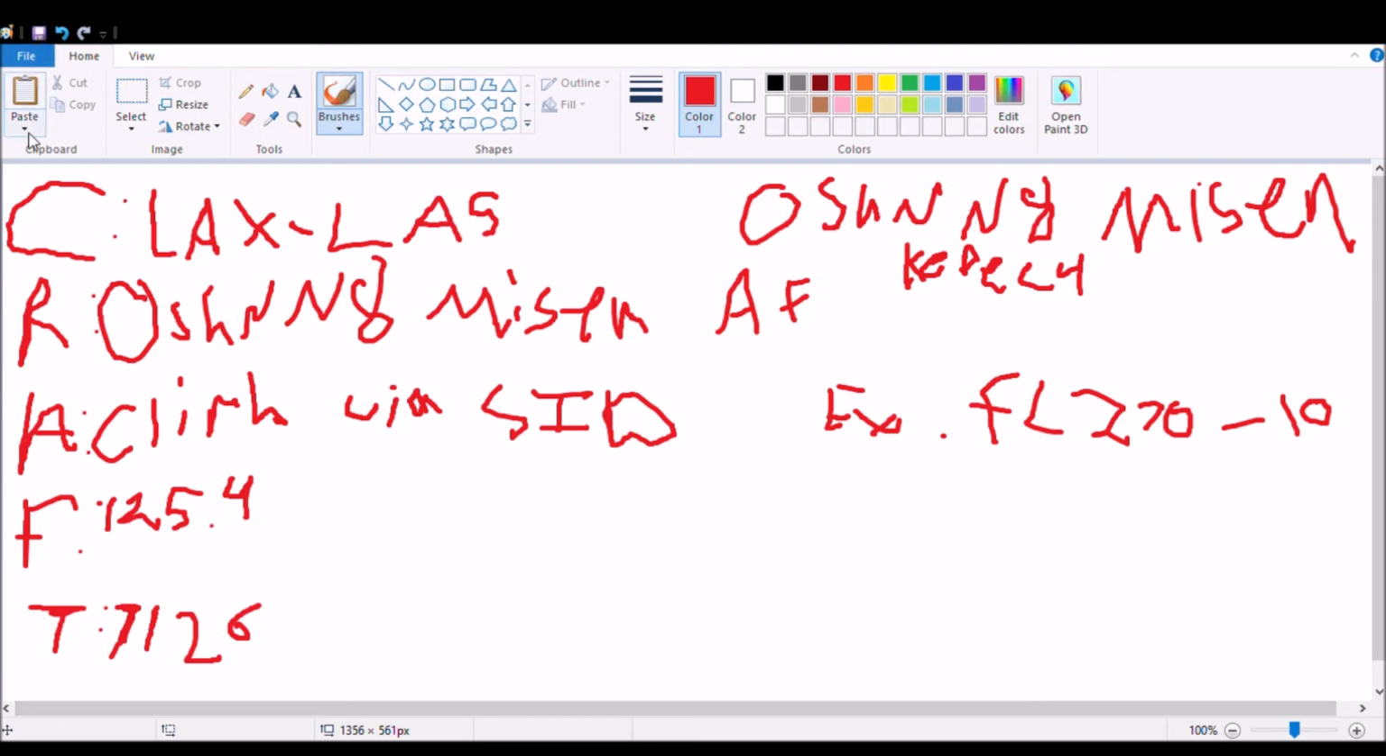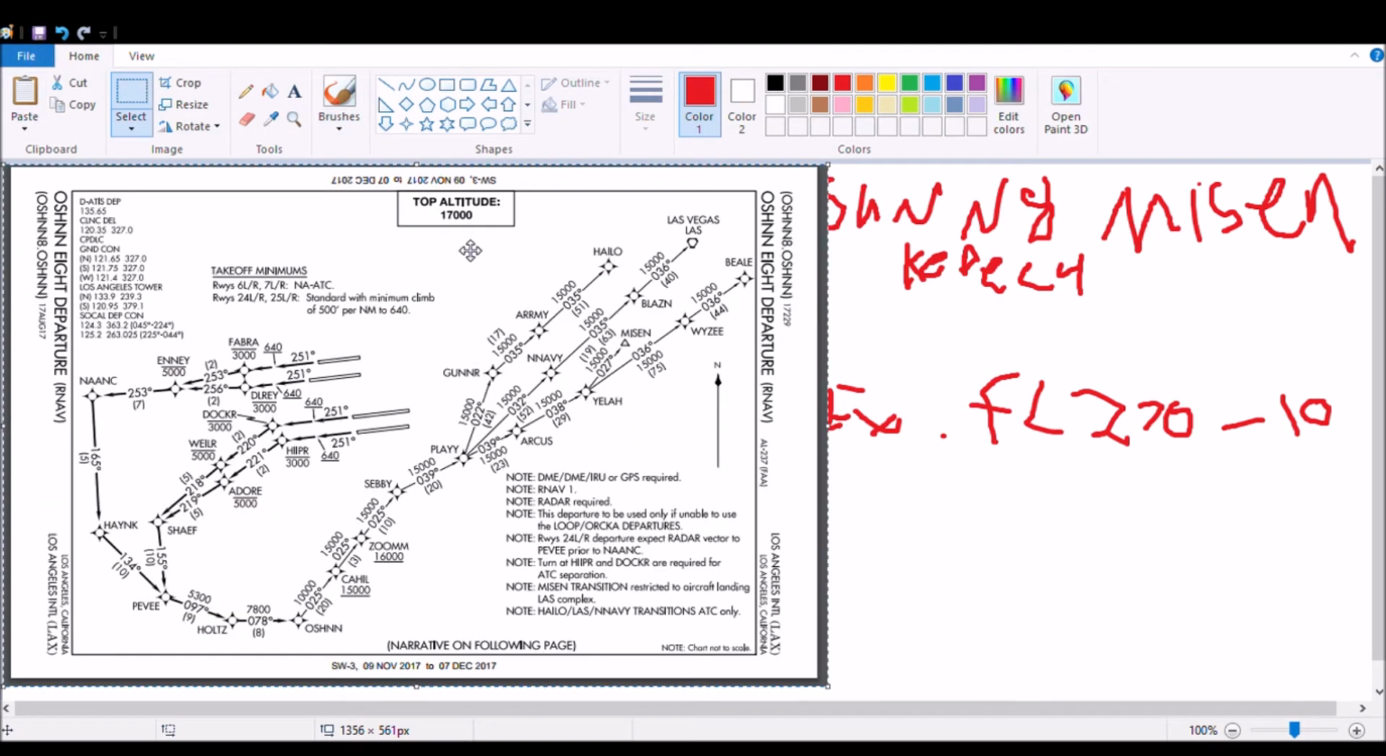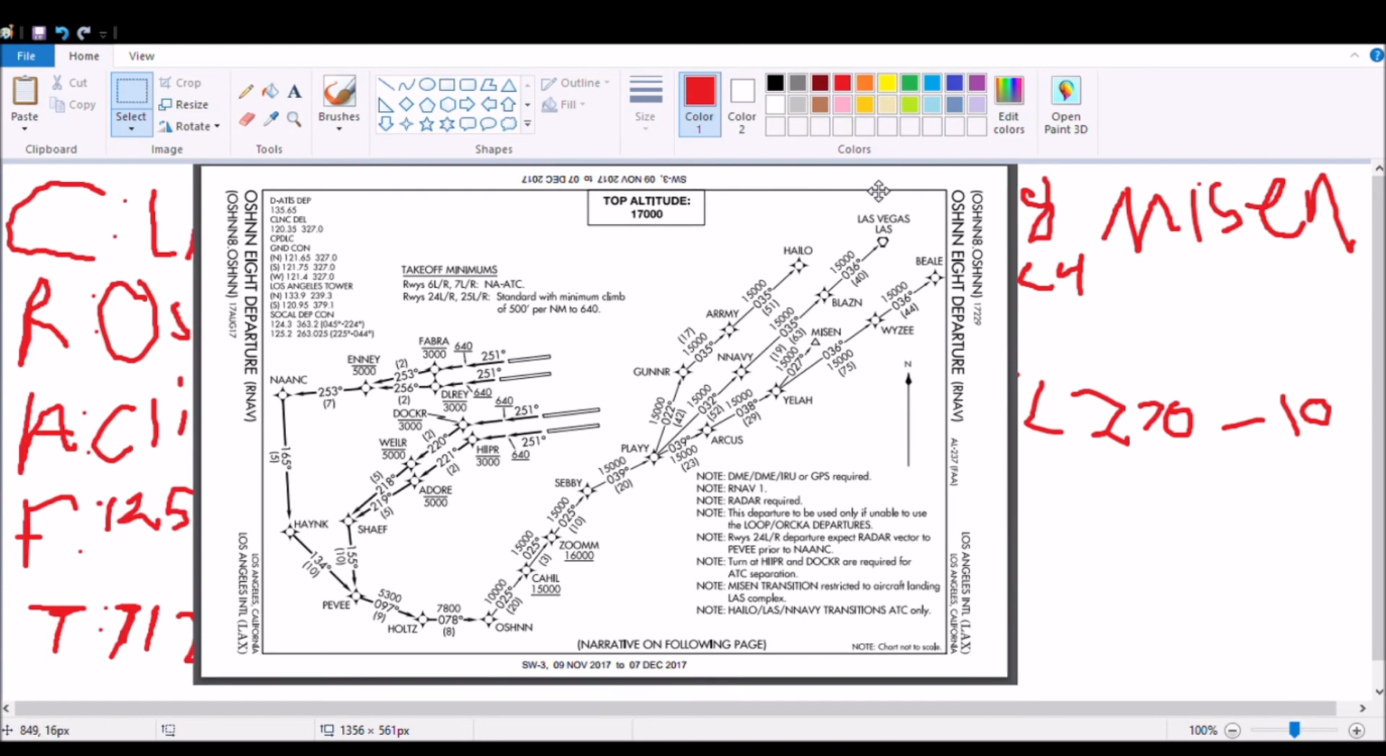Now let's take a look at this departure, which is shown right here. Now this is the Ocean 8, which we'll be going to, so let's look at it. It's an RNAV departure, and the top altitude is 17,000. So climb via the SID means to climb to this altitude right here, 17,000 feet, while complying with all these instructions.